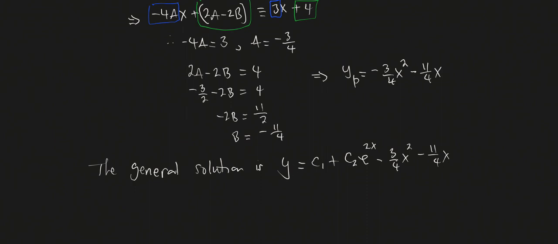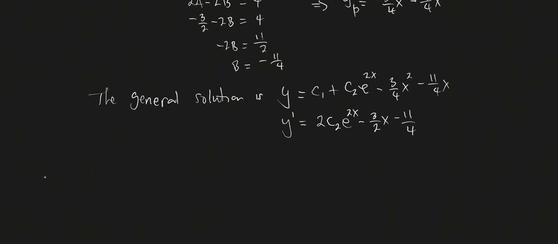Since we're going to need y prime, let's go ahead and differentiate our general solution. Once we do that, c1 goes away. When I differentiate this term, I'll get 2c2 e to the 2x. When I differentiate this term, I'll get negative 3/2 x. When I differentiate this term, negative 11/4, right? So now let's apply our conditions. When x is equal to 0, y is equal to 4. So what do we get there?